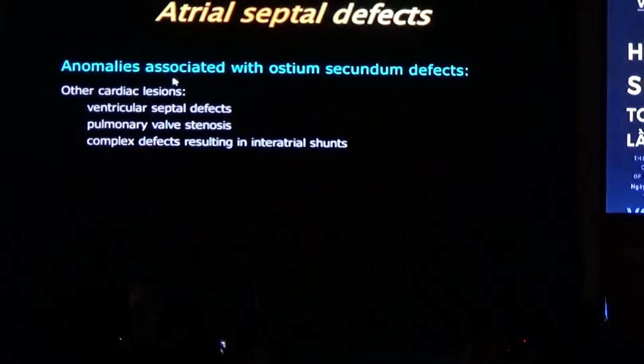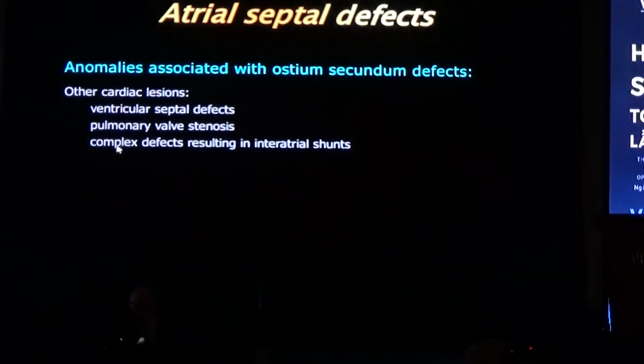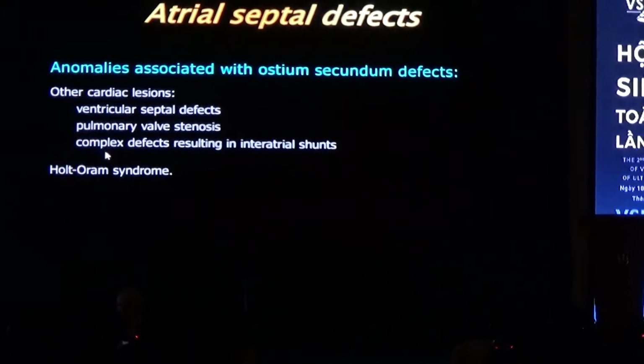They are hard to detect, and so we tend to miss them. They are associated with many other cardiac lesions: ventricular defect, pulmonary stenosis, and many complex defects resulting in interatrial shunts. Another common one is Holt-Oram syndrome.